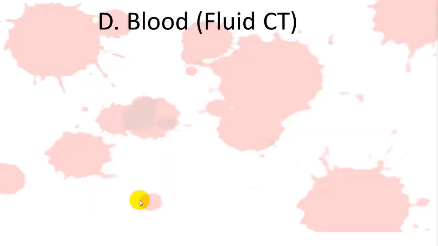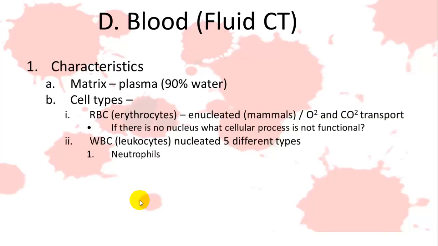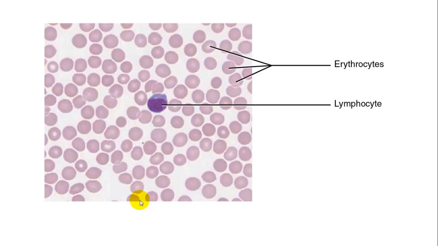Okay. All right, so our next tissue is blood. This is a fluid connective tissue. Its characteristics are it is mostly water, 90% water. There are different cell types, red blood cells and white blood cells, 5 different types of white blood cells, but there's also platelets. Okay, these are called erythrocytes, leukocytes, and thrombocytes. You'll get more into this when you study blood in A&P 2. But here is a microscopic picture of red blood cells, erythrocytes, and there's a big old white blood cell, a lymphocyte, there. You can also kind of see, hey, there's a little black dot here. That's probably a thrombocyte or a platelet.